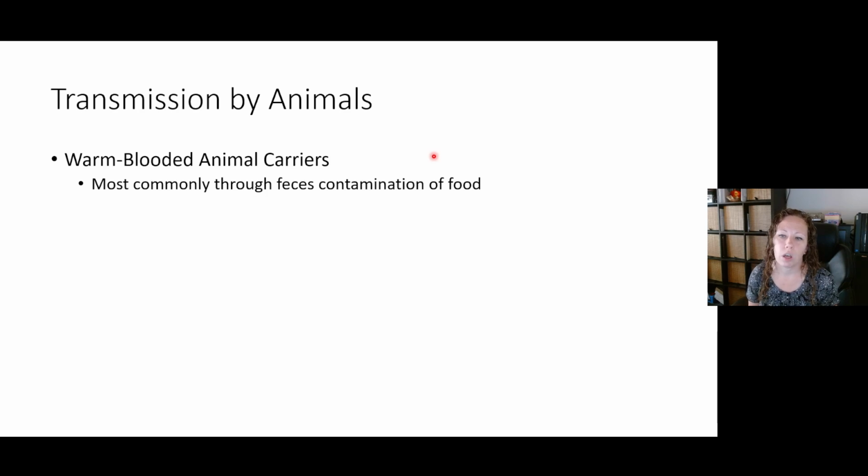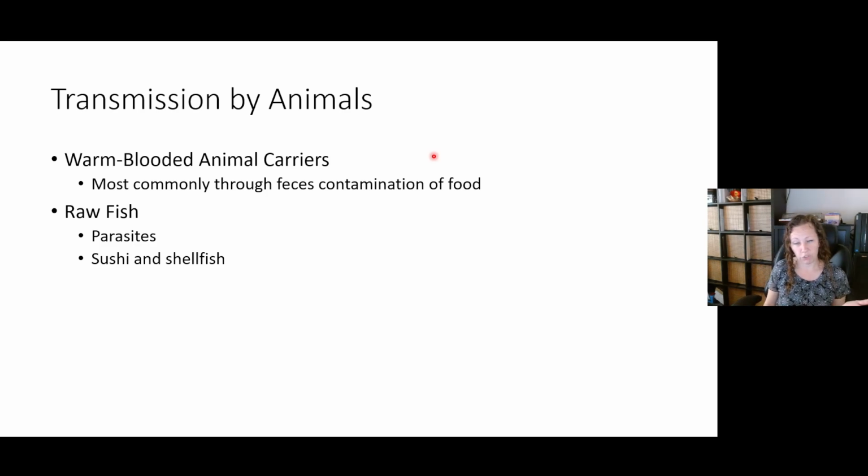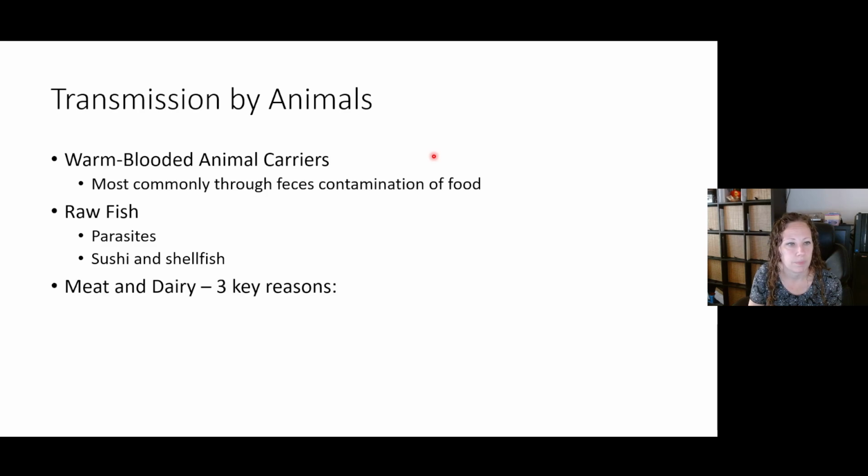We've also talked previously about how feces can get on the exterior of a carcass and then into the meat, particularly ground beef, where now the exterior becomes the interior because of the chopping and mixing. So other transmission by animals, raw fish. I've already mentioned that there are parasites potentially in raw fish, and that source is going to be sushi or shellfish, and freezing kills those parasites. So that is a way to prevent that.